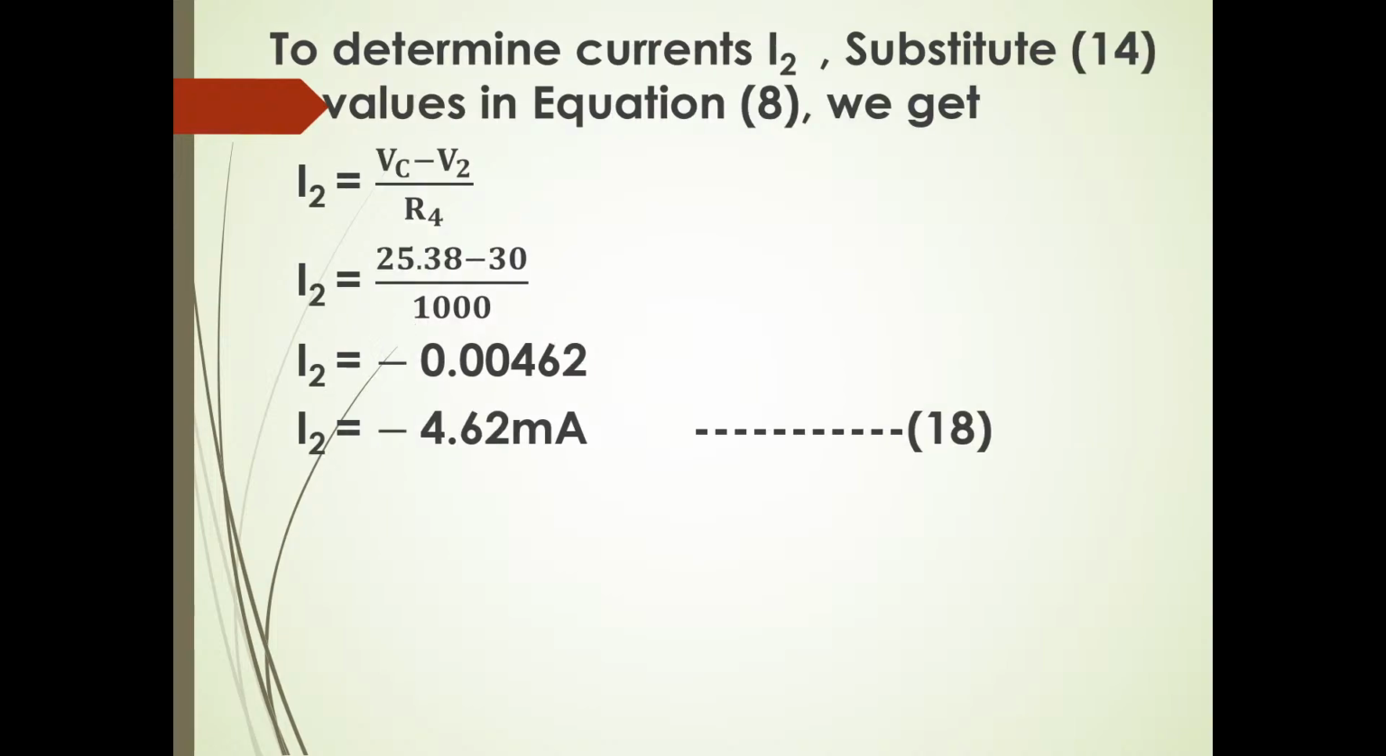Okay, I hope you have completed. Now, the I2 current. What is the equation of the I2 current? I think it was equation number 8. The I2 equation is Vc minus V2 by R4. What is Vc? 25.38. What is V2? V2 is the source voltage 2, that is 30 volts, divided by R4. What is R4? 1000 ohms. Just simplify this.